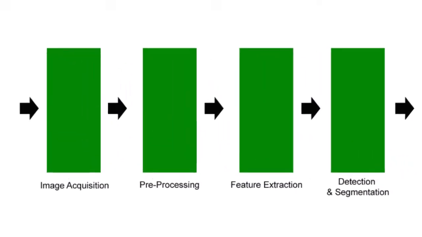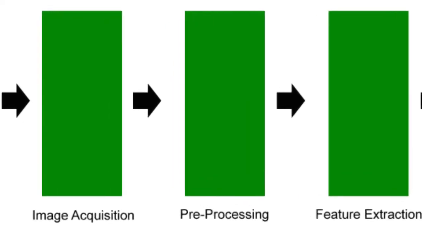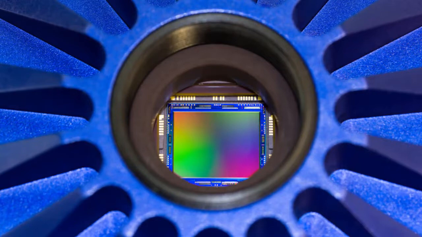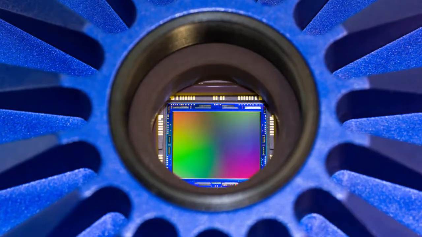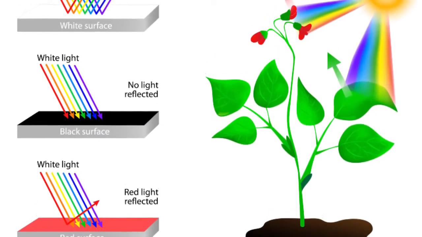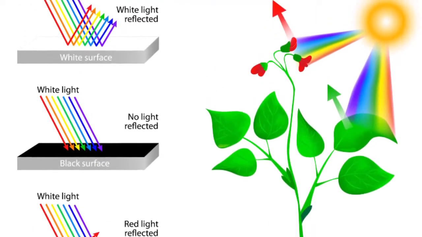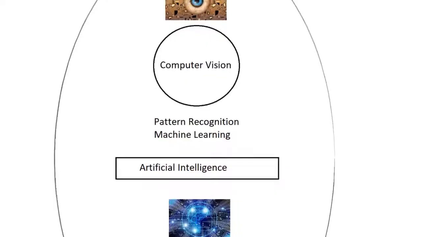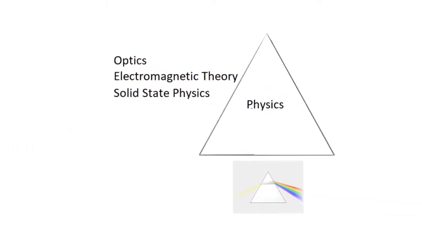In order to cover the full spectrum of areas related to computer vision, let us look at the computer vision pipeline, which starts with image acquisition. Solid-state physics is a field closely related to computer vision. Most computer vision systems rely on image sensors, which detect electromagnetic radiation, typically in the form of visible or infrared light. The process by which light interacts with surfaces is explained using physics, which also explains the behavior of optics, a core part of most imaging systems.